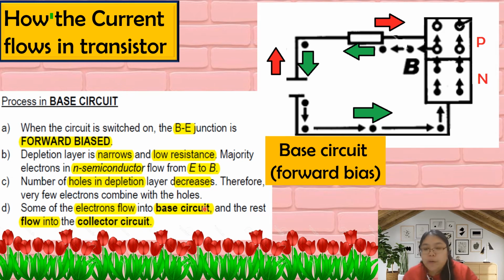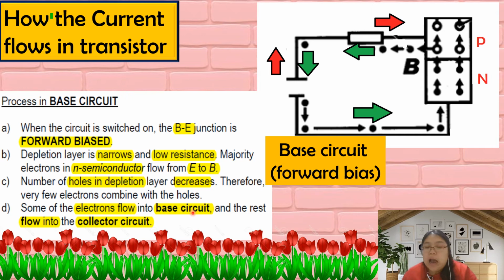So if the holes finish combining with the electrons, what happens? The extra electrons, where do they go? Okay, you see the D. Some of the electrons will flow into the base circuit. So you can see the green color arrow. The electrons flow back to the base circuit. Can you see the direction is opposite to the current? So from here, this is normal: electrons flow opposite to the current, then the current starts to flow. So the electron must start first.